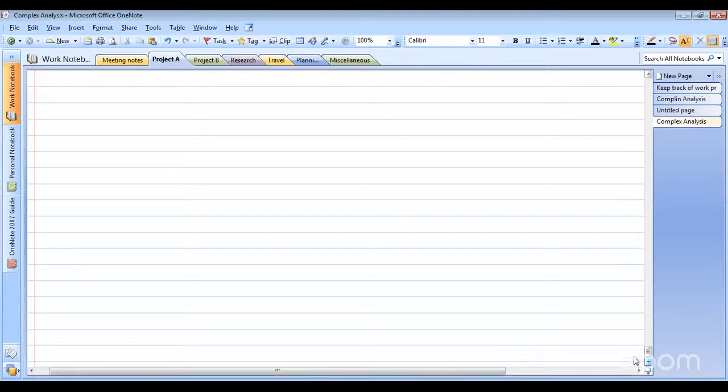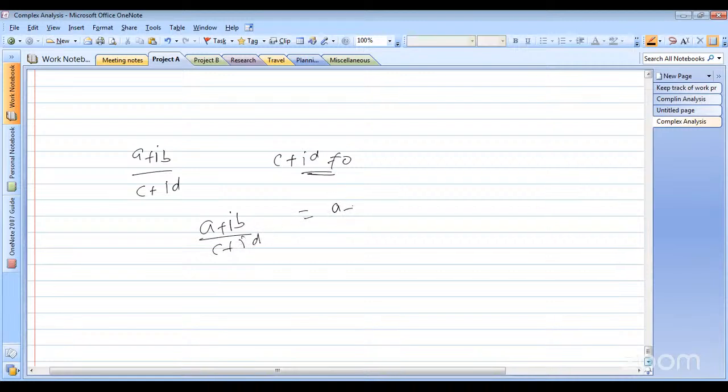Any expression we are taking here, a plus ib by c plus id, where c plus id is not equal to 0. You can simplify without converting to polar form. You can make the denominator of simple form. We are taking a plus ib by c plus id, multiplied by c minus id by c minus id. We are rationalizing this one. We have to do this here.